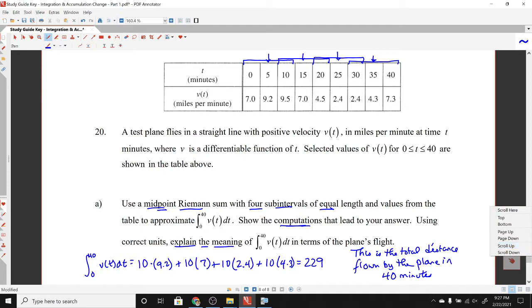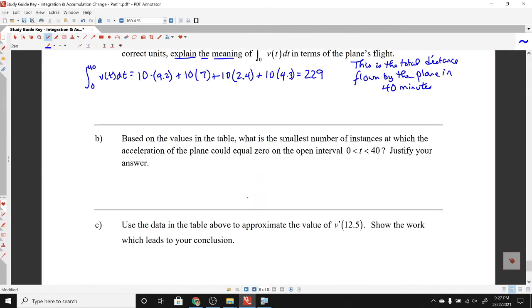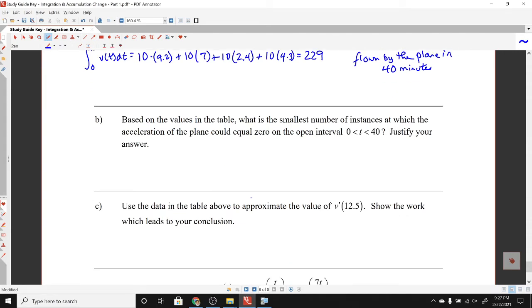All right, let's take a look at part B. Based on the values in the table, what is the smallest number of instances at which the acceleration, now again, as soon as I say acceleration, we're talking v prime, could be 0 on the open interval. So we're looking at v by our table and asking what happens when v prime, or what's the smallest number of instances when v prime is 0.